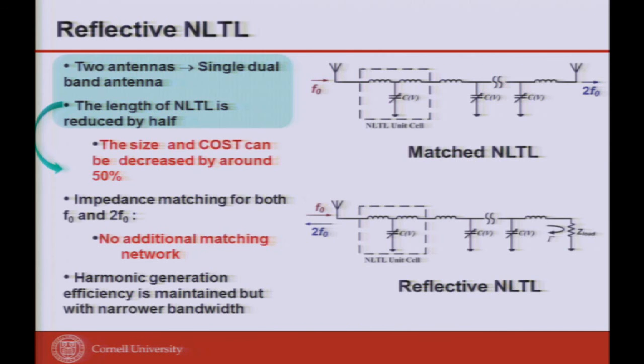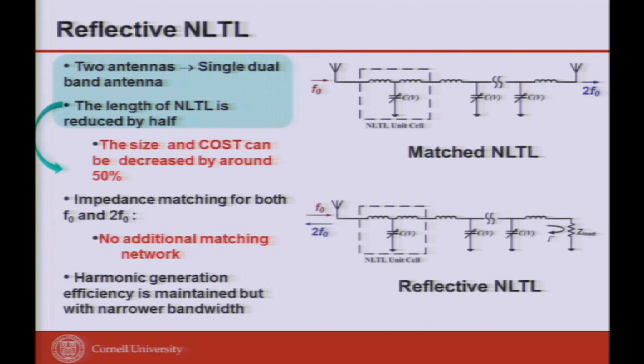For the transmission line, there is one way where F0 comes in, propagates through this nonlinear media, and 2F0 comes out. Or you can put a load, a reflected wave, so the wave travels through twice. The design is a little bit different: you need to guarantee the phase matching conditions, and the antenna needs to be dual band. But it's a simpler design for the reflective one, because it's not two antennas.